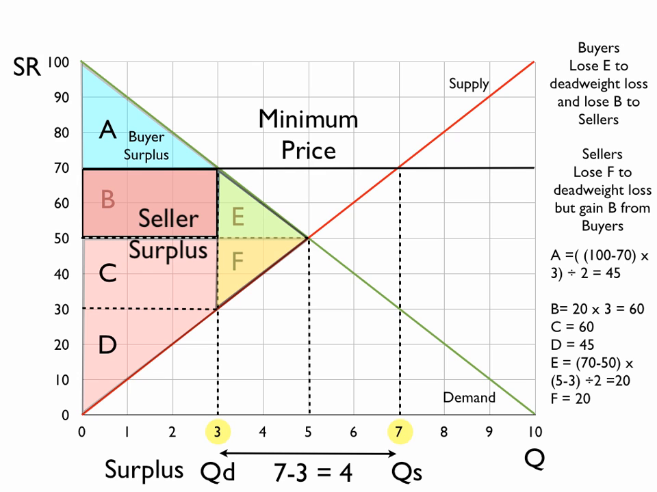The same area for C. D would be the same as A, or 45. Area E would be 70 minus 50, or 20, times 5 minus 3, or 2, and then we would divide that by 2 and we would get 20, and F would be the same area. To check these areas, we could also count up the blocks in the grid pattern. Each one of those blocks is worth 10 units.